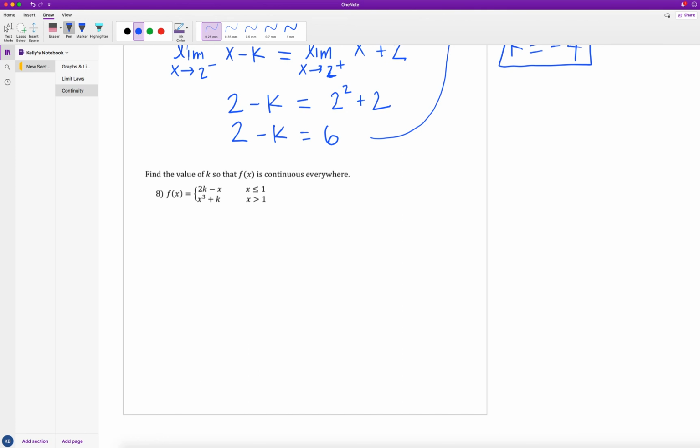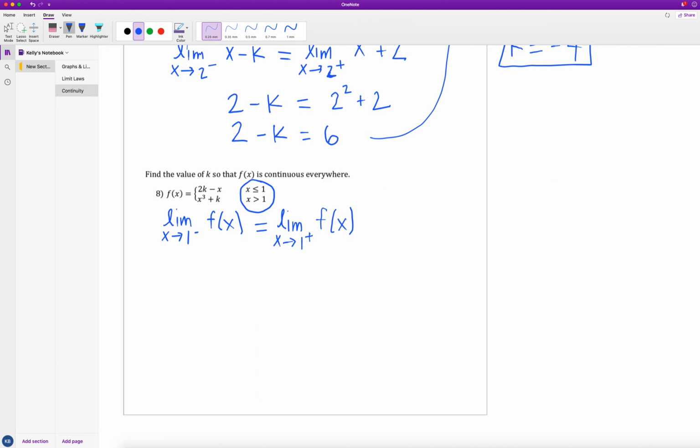So in example 8, our function says f of x equals 2k minus x if x is less than or equal to 1, and f of x equals x cubed plus k if x is greater than 1. Let's start by computing the left and the right-hand limits. In this case, our breakpoint is at 1, so the limit as x approaches 1 from the left of f of x has to equal the limit as x approaches 1 from the right-hand side of f of x.